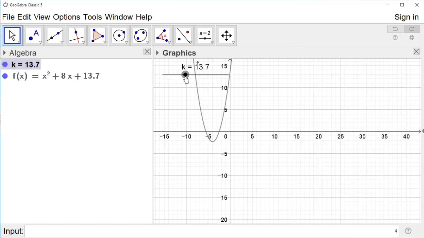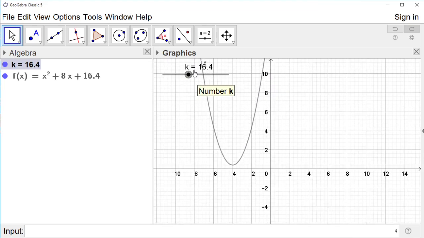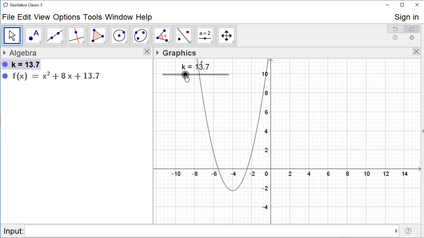I want k to be above this value. So k has to be about 16, right? There it is with 16. With 16, there's exactly 1 zero. If it's any lower than 16, there are going to be 2. If it's higher than 16, there aren't going to be any zeros.